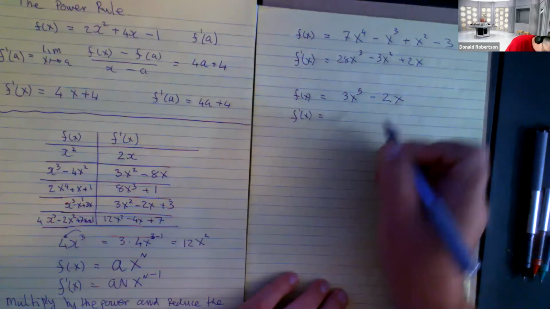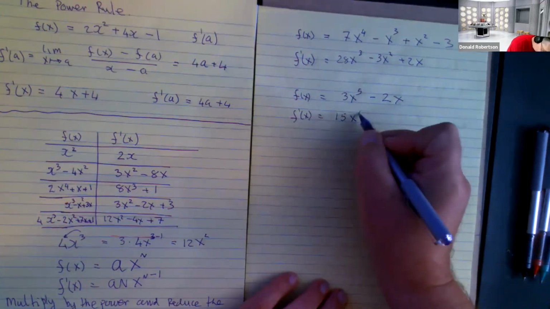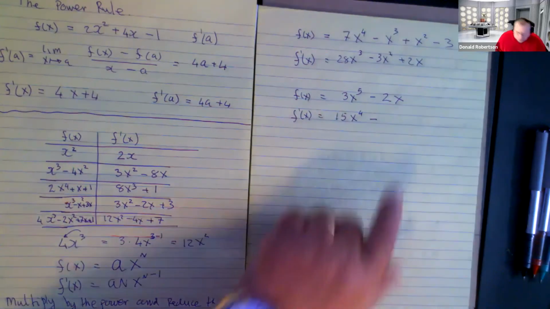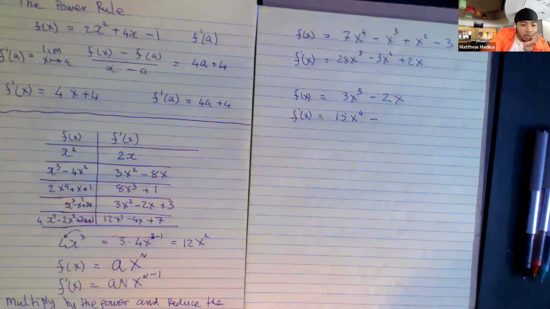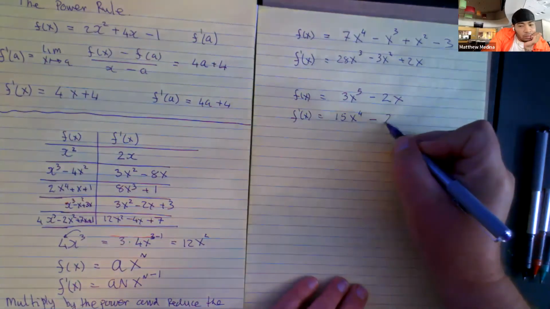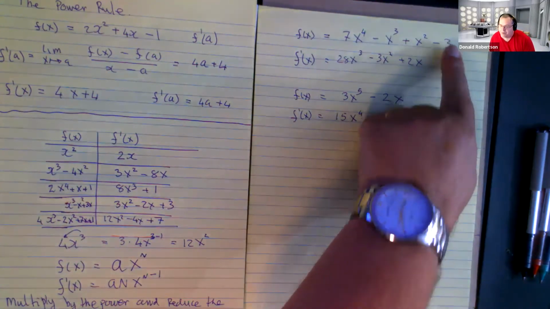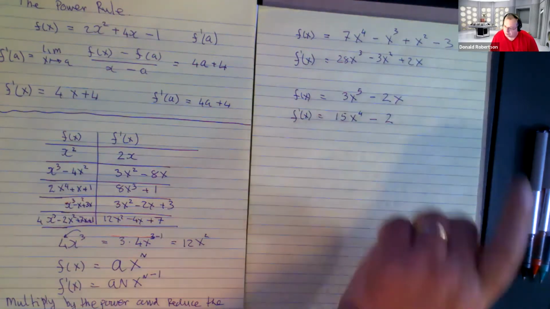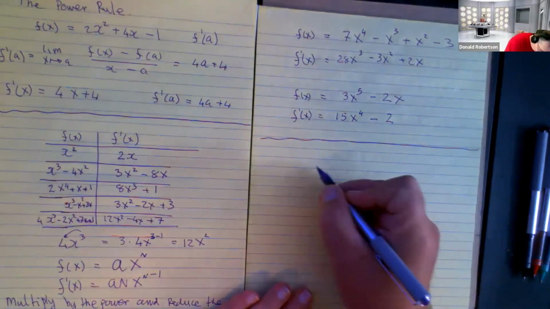This one I think a lot of people find easier to understand. Multiply by the power, reduce it by 1. Now, what do you get when you differentiate negative 2x? Negative 2. You get negative 2. And so is this one, by the way, using the power rule. So let me take them in isolation and show you that happening.